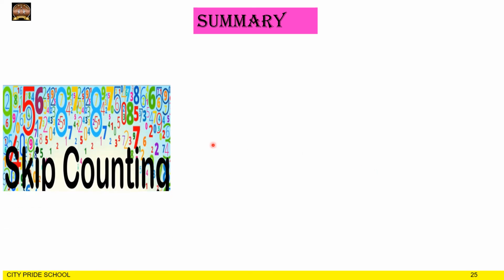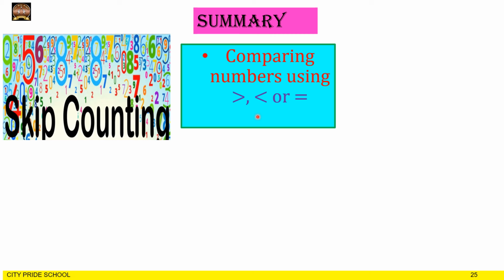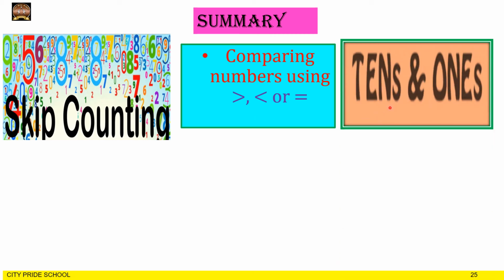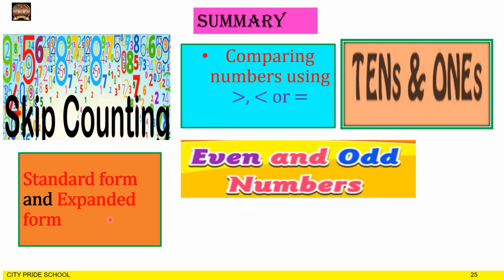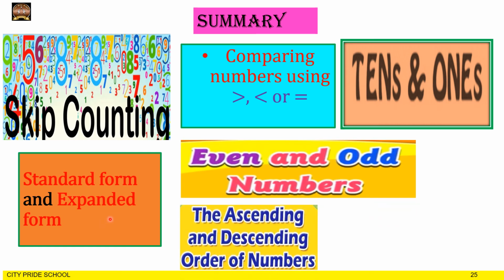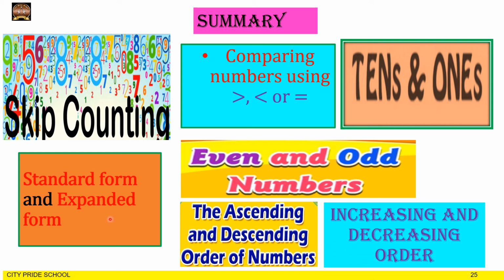Now let's see the summary. Okay, let's see what we have learned in this lesson number 2. So we have learned skip counting, comparing numbers using the symbols, then tens and ones, standard and expanded form, even and odd numbers, the ascending and descending order of numbers, that is increasing and decreasing order, right? So all these topics we have learned in lesson number 2.